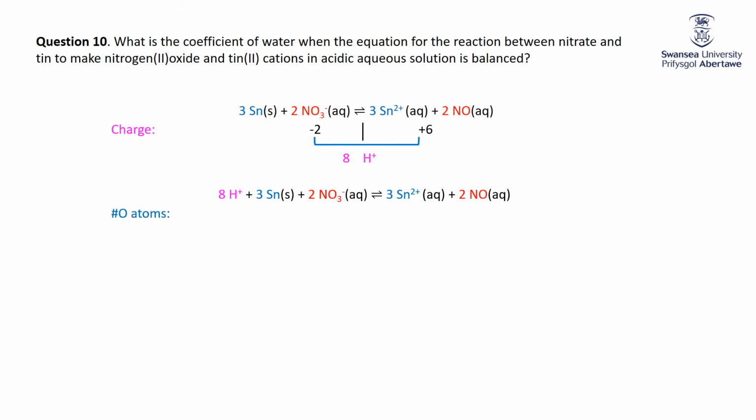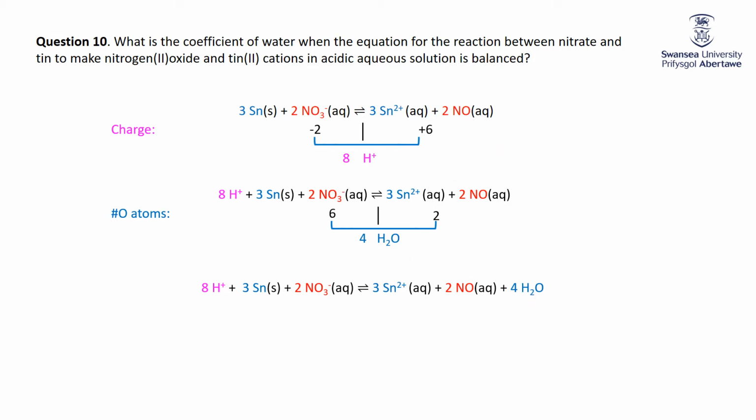Next thing to look at are the oxygen atoms. Fairly straightforward. Oxygen only occurs in the nitrate on this side, 6 of them, and the NO on this side, 2 of them. So they are in deficit by 4. So therefore we've got to add in 4 oxygen somehow without messing up the charge, without messing up the tins, without messing up the nitrogens. And of course we're in aqueous solution, so we do that via water. What side do we do it on? We do it on the side that needs more oxygens, which is obviously the right-hand side. So pop in 4 waters on the right-hand side.